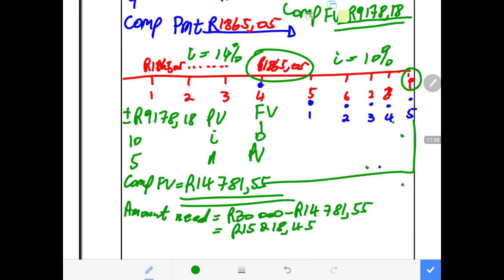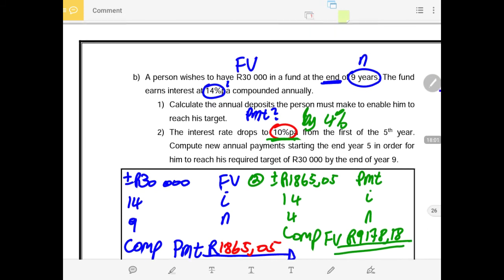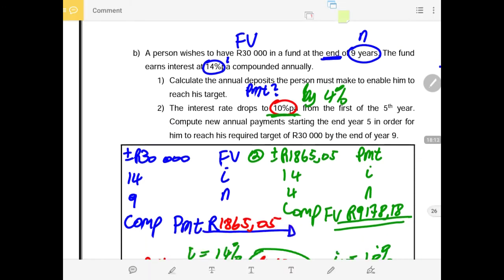Then the question: how much must he pay every year at 10% per annum compounded annually in order for him to raise this amount, so that the 15,000 plus the 14,000 will give the 30,000 that he needs. So how much must the new payments amount to? That's the question. Compute the new annual payments starting end of year 5 in order for him to reach his target of 30,000 at the end of year 9. So that is what we are busy with.